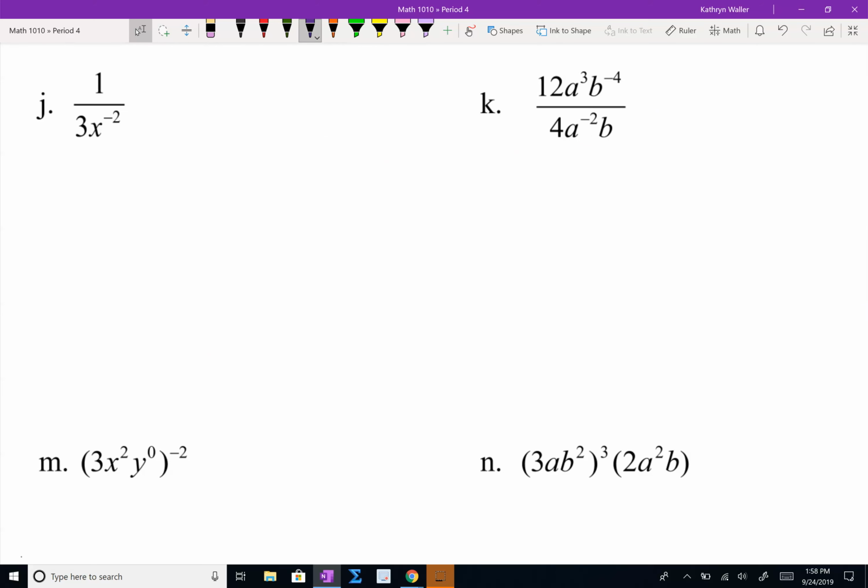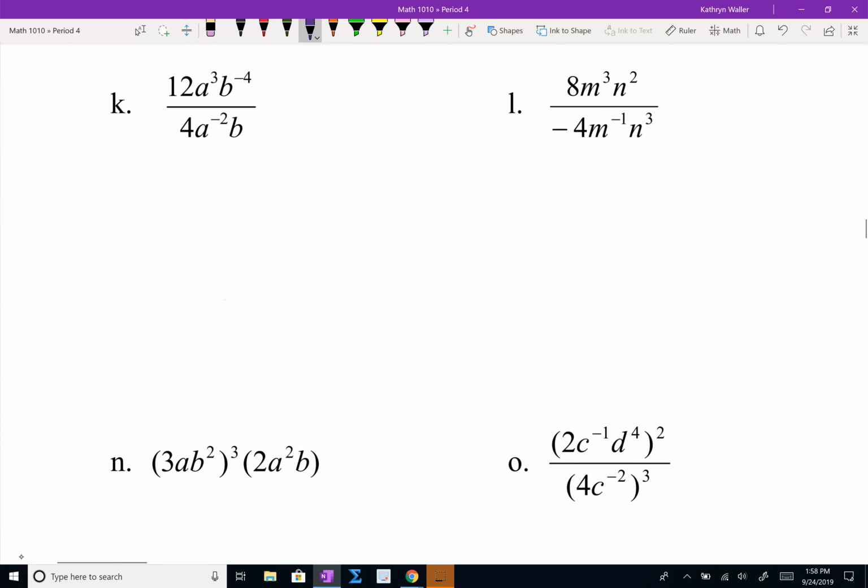What's screaming at you? The negative. Is the 3 a problem? Does the 3 need to move? Why not? It doesn't have a negative exponent, right? It's just the x that's the problem. So the x to the -2 comes up and becomes an x to the +2, and then I'm done. So on the top I have an x to the 2nd, on bottom I have a 3, and I'm good to go.